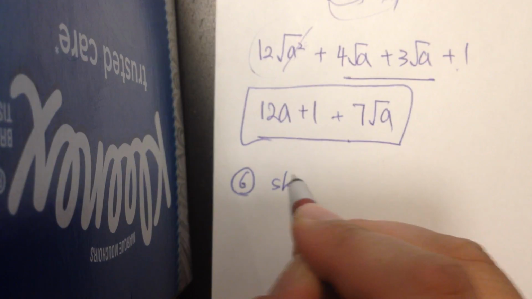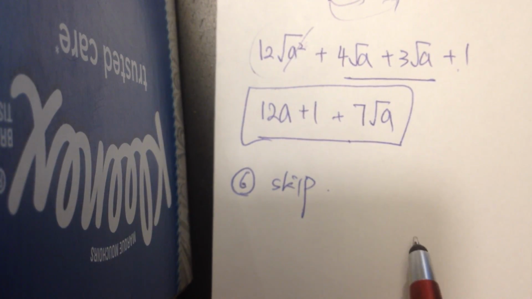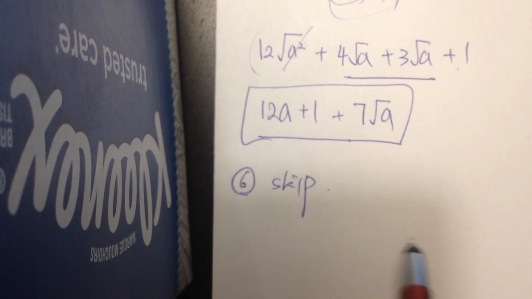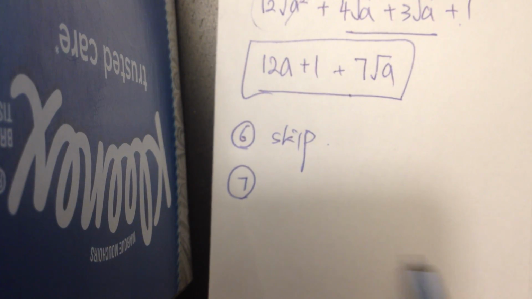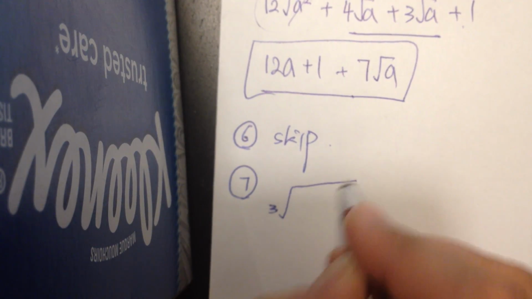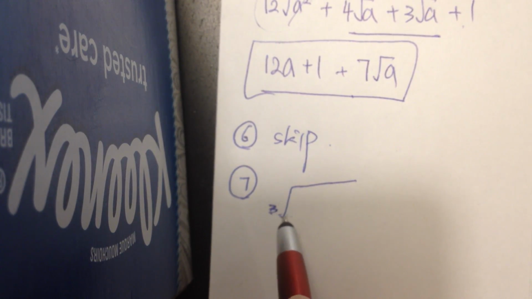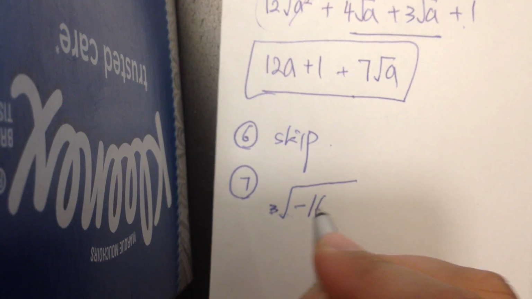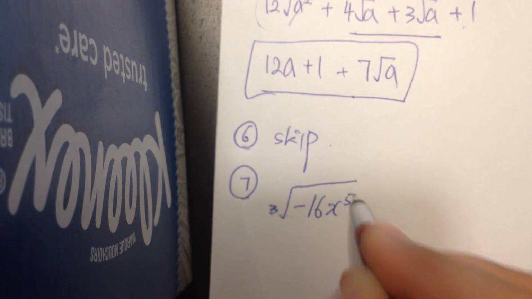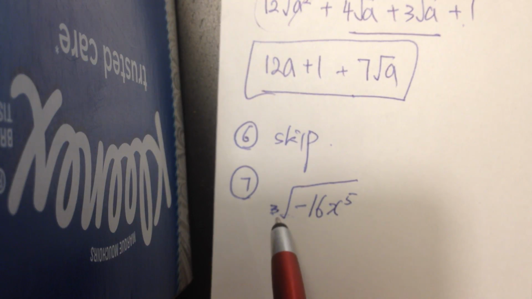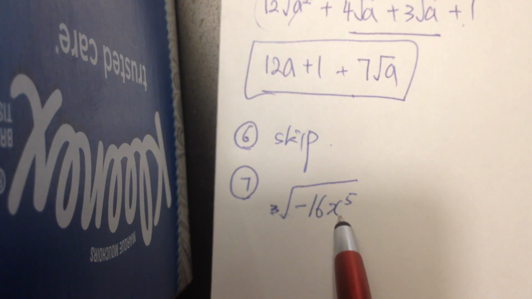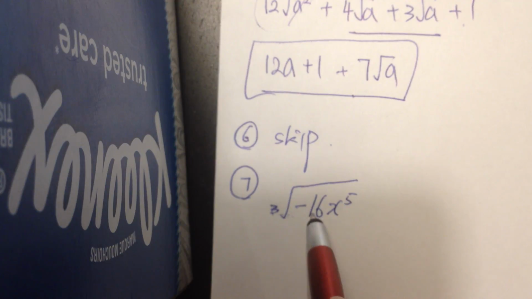6 will be skipped. Okay, will not be on the exam. 7 is worth it. Okay, so I'm going to try 7. You see the small 3 here right in front of the radical sign? That's called the index number. So basically that's the indicator, meaning now instead of making a group of 2, you're going to make a group of 3.